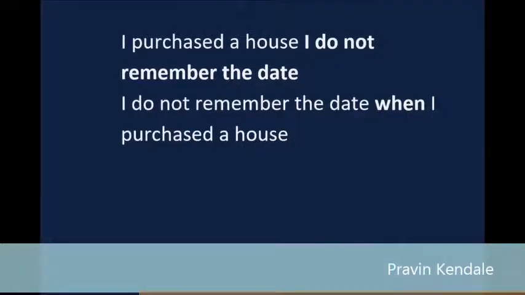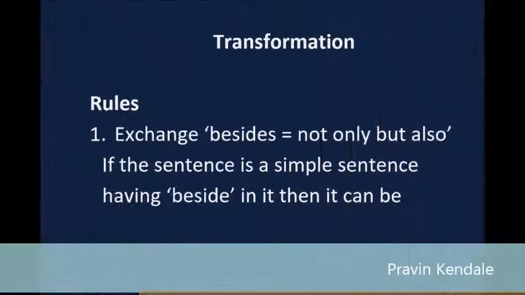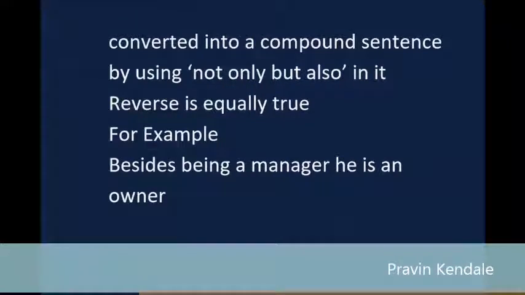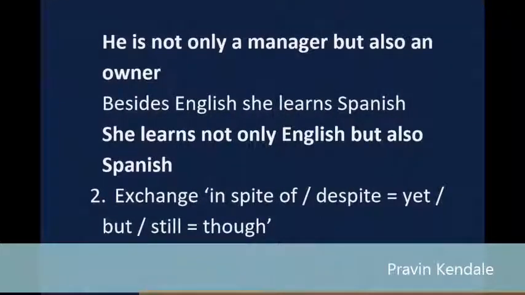Transformation rules. 1. Exchange: besides equals not only but also. If the sentence is a simple sentence having "besides" in it, then it can be converted into a compound sentence by using not only but also in it. Reverse is equally true. For example, "Besides being a manager, he is an owner." becomes "He is not only a manager but also an owner." "Besides English, she learns Spanish." becomes "She learns not only English but also Spanish."